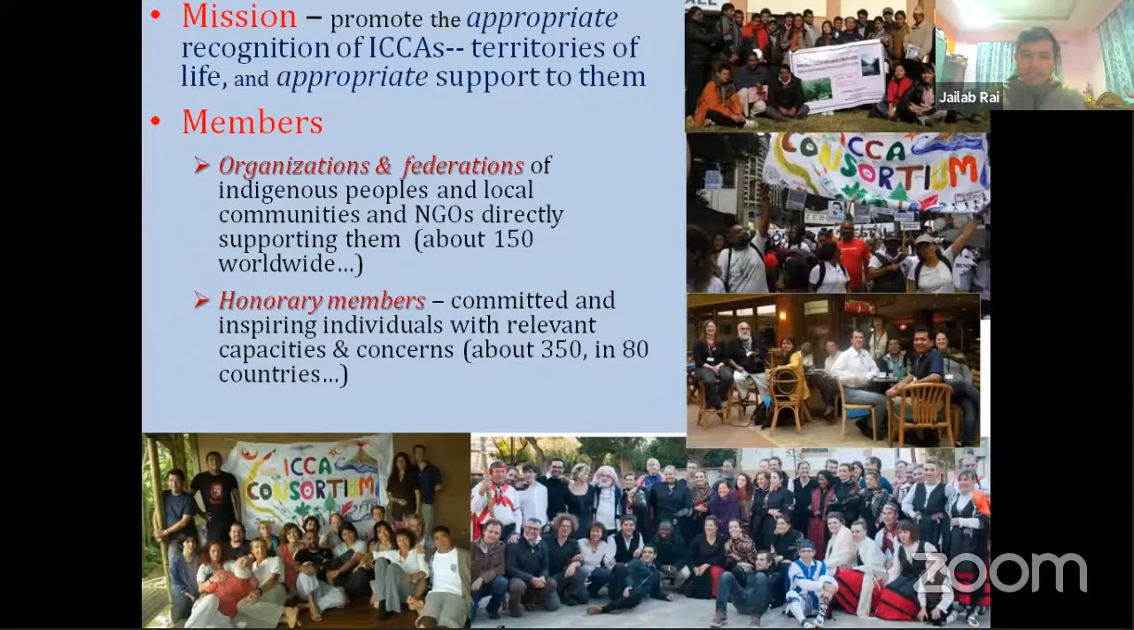The ICCA Consortium has two types of members. The first is the organizations or federations of indigenous peoples and local communities, or NGOs, who directly support these kinds of communities. About 150 organizations and federations across the world are members of the ICCA Consortium. The next type is honorary members, committed and inspiring individuals with relevant capacities and concerns about the communities and territories that I mentioned in the previous slides. About 350 individuals across the world are honorary members of the ICCA Consortium.